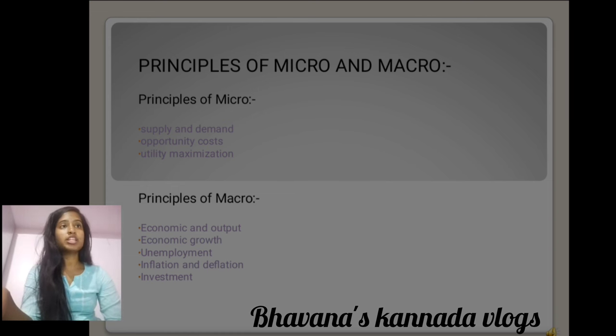Next one was principles of macroeconomy, which can be discussed right now. First one was economy and its output, the economic output. The value of the goods and services produced in the economy during a certain period can be calculated as economic output. How we are going to produce, whether it is in the positive or in the negative ranking, we should calculate all that and then produce our goods.